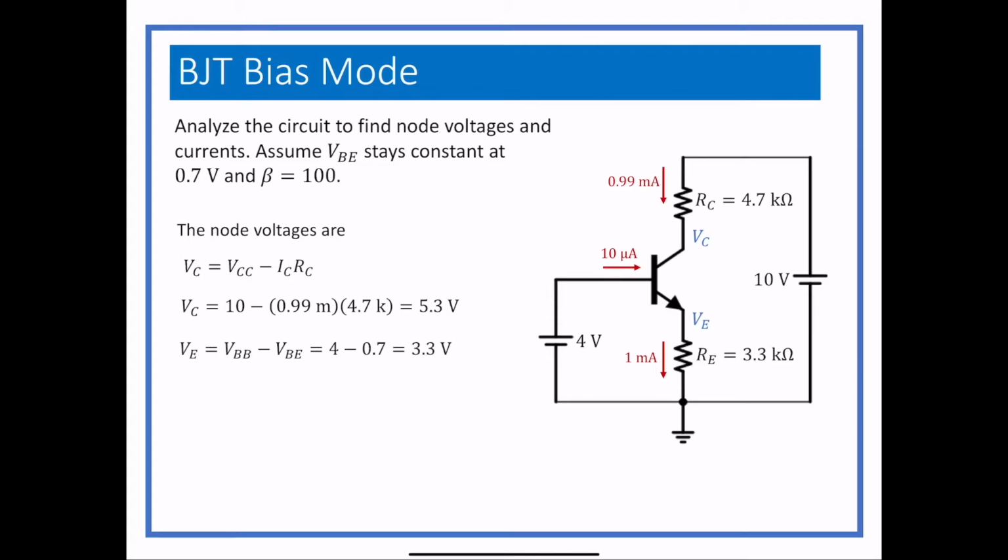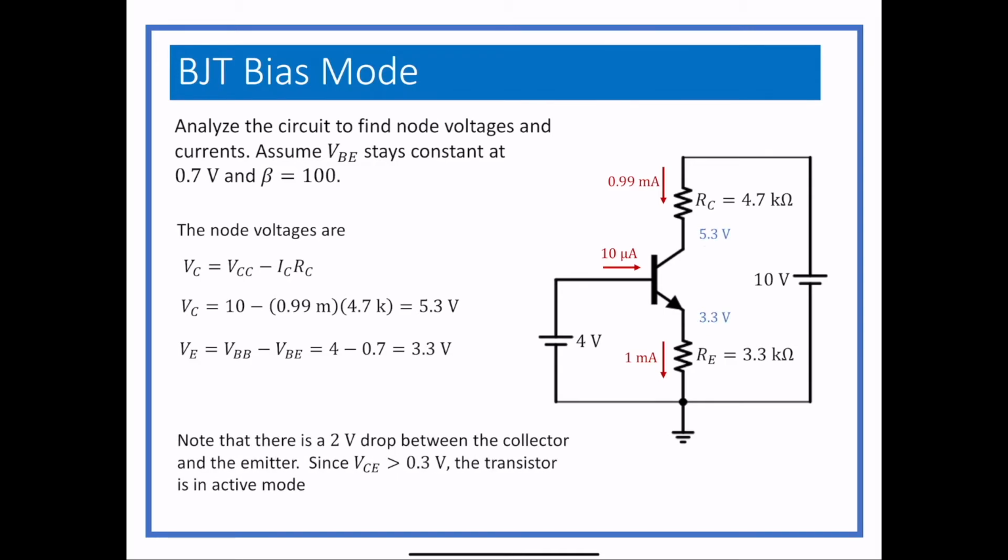And then VE, we can actually find 2 different ways. We could take 1 milliamp times 3.3 K, and that would give us 3.3 volts. Or we can take VBB minus VBE and also get 3.3 volts. So more than one way to do it, but you should get the same value. So then there's a 2 volt drop between the collector and the emitter. So VCE is greater than 0.3 volts, so the transistor's in active mode. That's another way you can check. There's a lot of ways you can check.